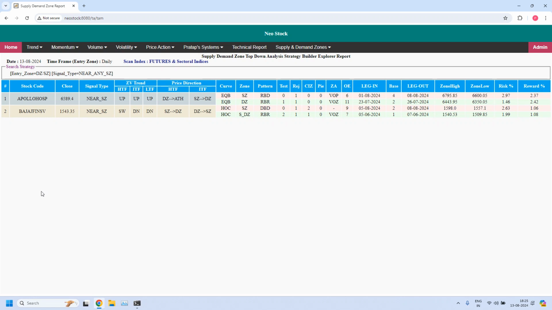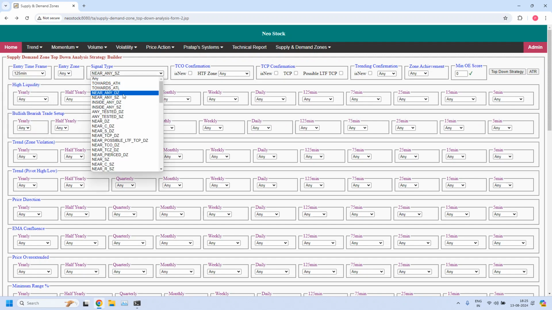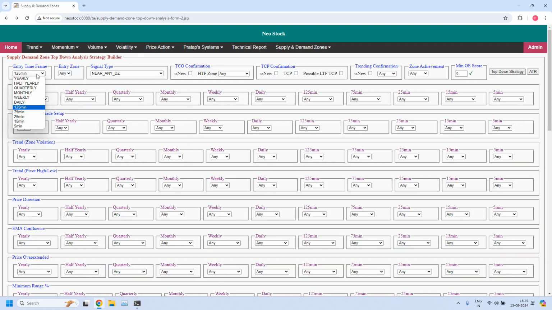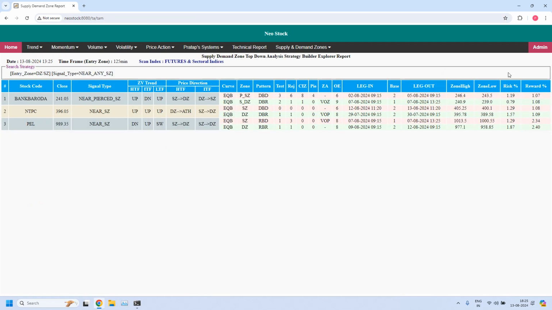Okay, this is about the daily time frame, and the next time frame is 125 minutes. Let us find the stocks near 125-minute demand zone. 15 stocks are filtered. I'm going back and changing to the 125-minute time frame. Let us find the stocks near 125-minute supply zone. 3 stocks are filtered.